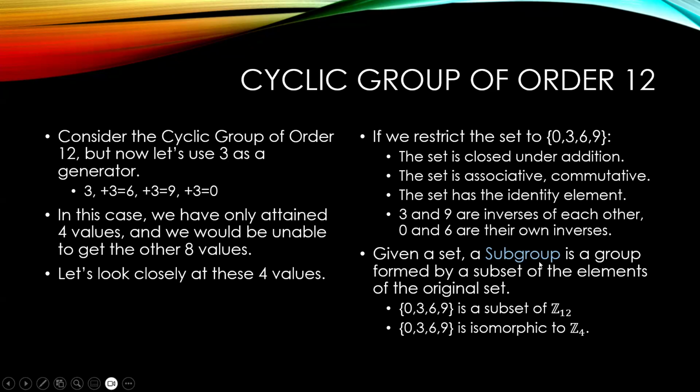Given a set, a subgroup is a group formed by a subset of the elements of the original set. If you have a subset of a group which also satisfies the group requirements, then we call it a subgroup. 0, 3, 6, 9, that's a subgroup of Z12. Note, it's also isomorphic to Z4, the cyclic group of order 4.